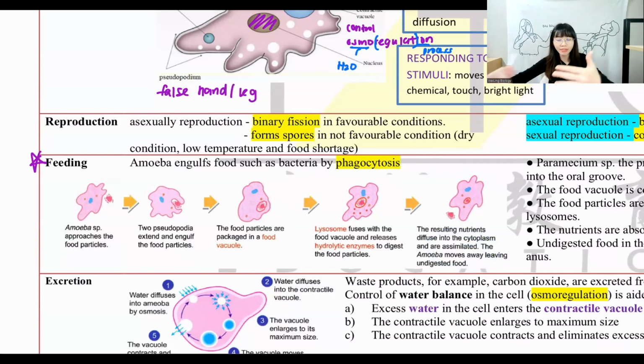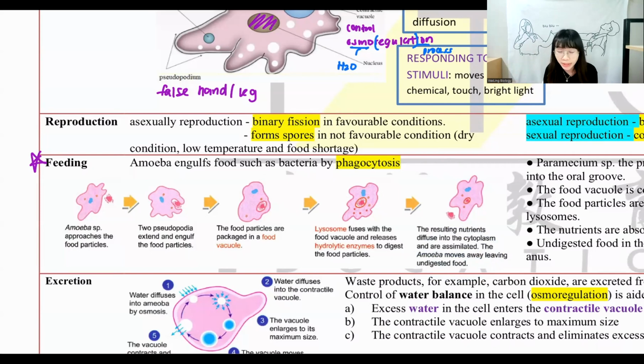I will extend, engulf, digest food, absorb nutrients. Right now, we have leftover food. The leftover food is called undigested food. In another word, it's called shit. But we don't use shit in biology. We use undigested food, okay? The undigested food will be left behind as you move forward.